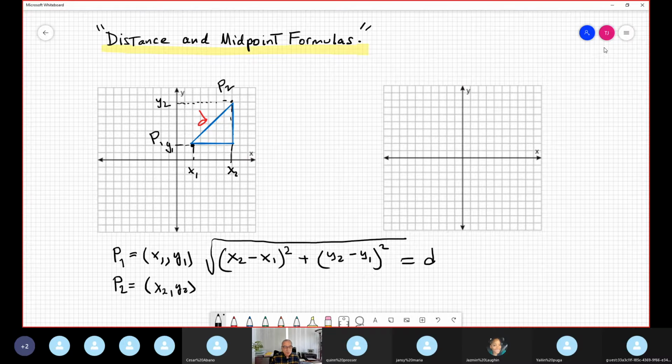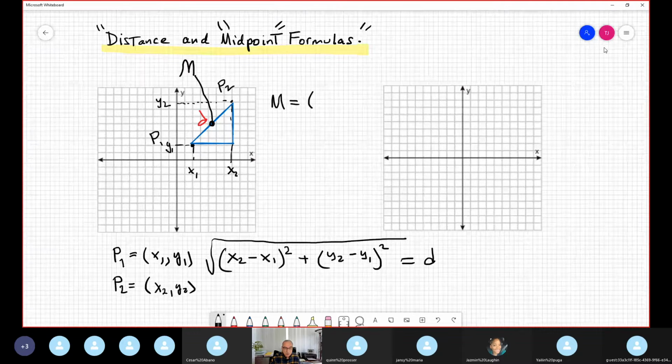Now, midpoint. Well, midpoint is the point in the middle here. This is the midpoint, capital M. And the formula for the midpoint is super easy because it's like an average. For example, midpoint has also two components, no? Let me call them x sub m and y sub m.